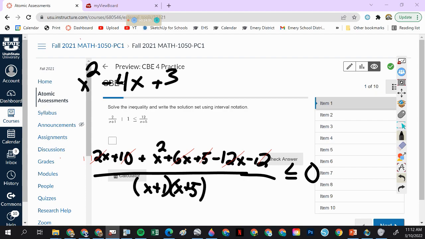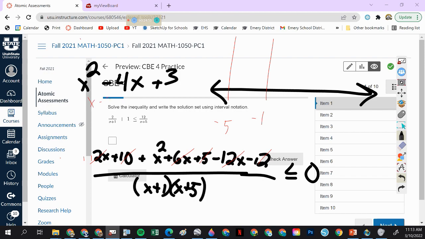So where are my critical points? Well, I have a VA at -1 and -5. Everybody follow? And then I have roots. This would be x minus 3 and x minus 1. So I have roots at 1 and 3.